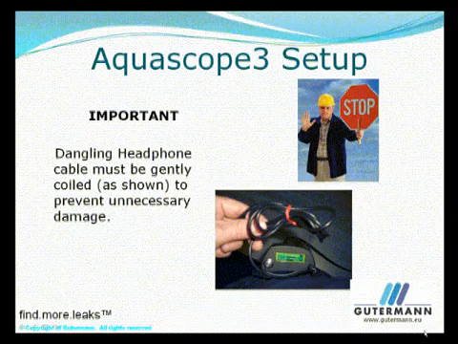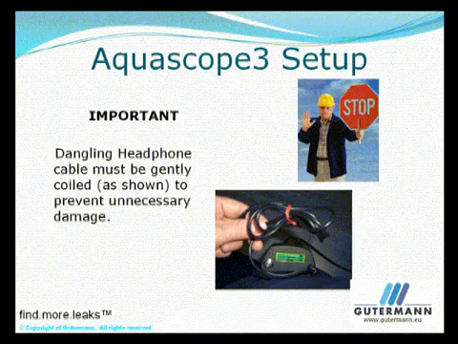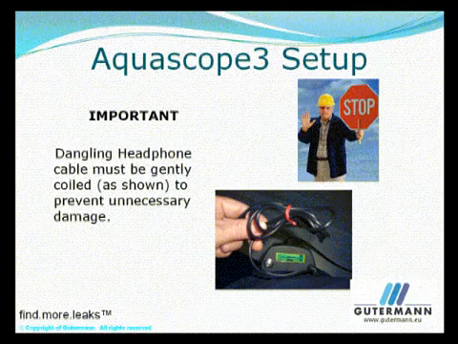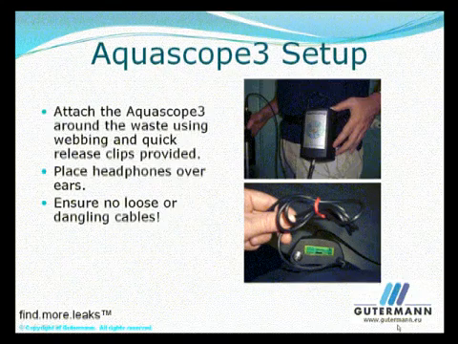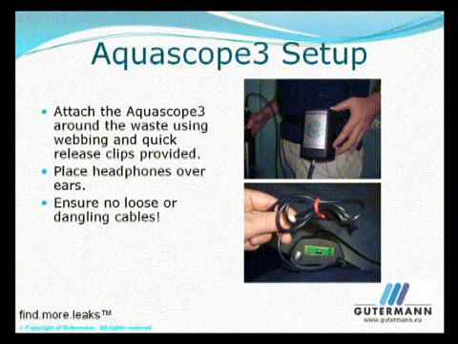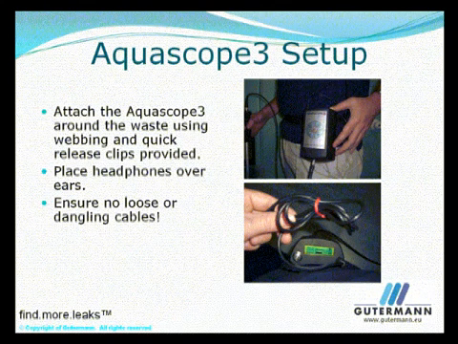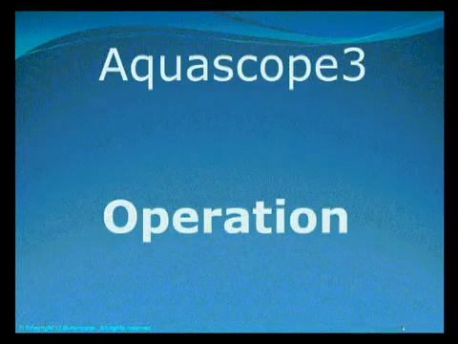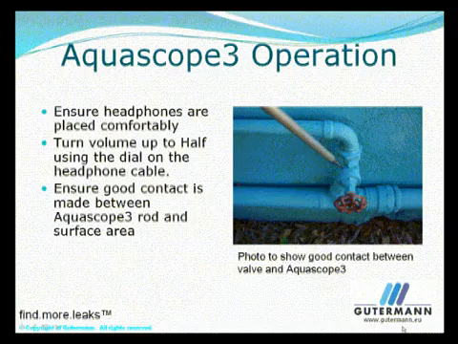Leave the headphone cable bound up, as it is a little bit long and can get in the way. If it taps against the microphone cable, this creates background noise. Attach the Aquascope 3 control unit around your waist. Put the headphones on, making sure the cables are not crossed. You're almost ready to use the equipment.